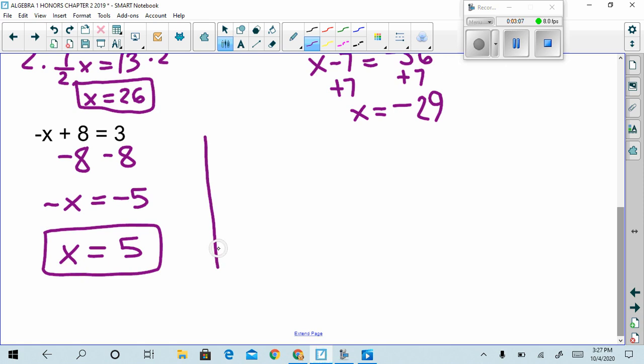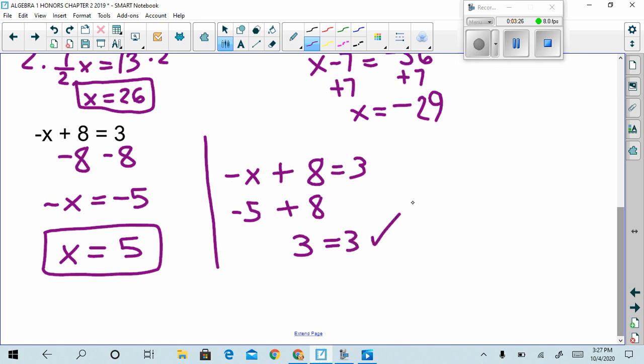If I wanted to do a check on that one, well, this is the opposite of x. I'll write that original equation. The opposite of x, well, if x is 5, the opposite of that is going to be a negative 5 plus 8. Well, negative 5 plus 8 definitely gives me 3, so it does check.